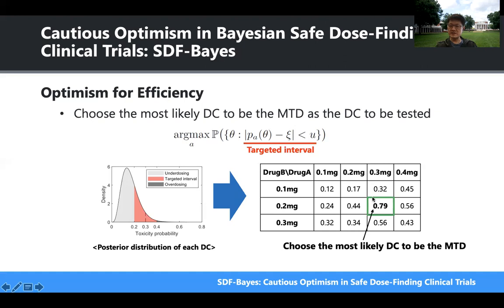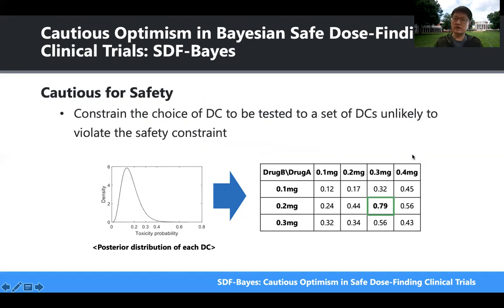So in this particular example, after doing this evaluation, we realize that the probability of this particular combination, this DC, is the largest based on the current estimation of theta and based on the threshold psi and the u. And we're going to test this DC next. So this is purely based on optimism. Again, we are trying to improve the efficiency. We want to be very efficient in terms of getting to the MTD as quickly as possible.